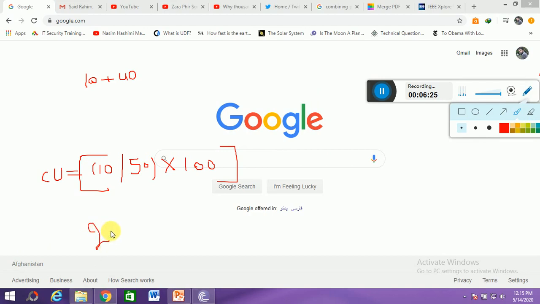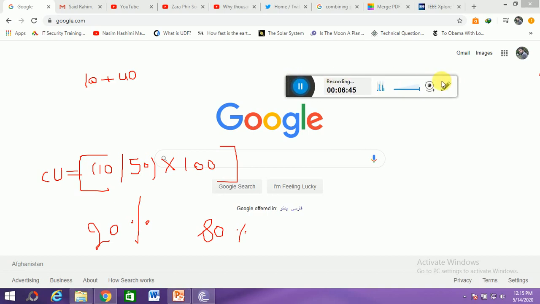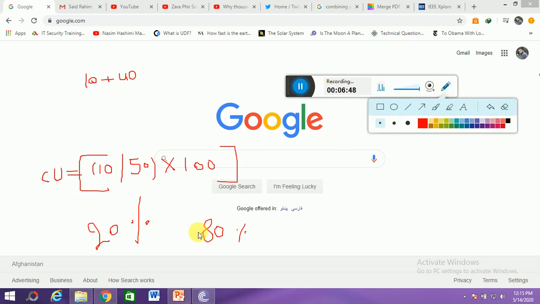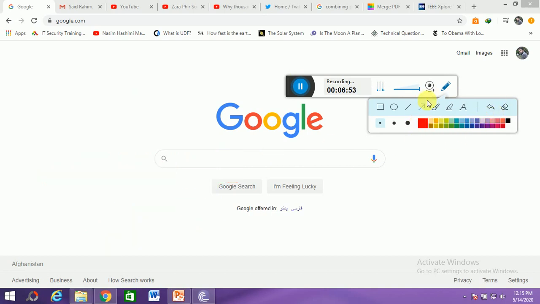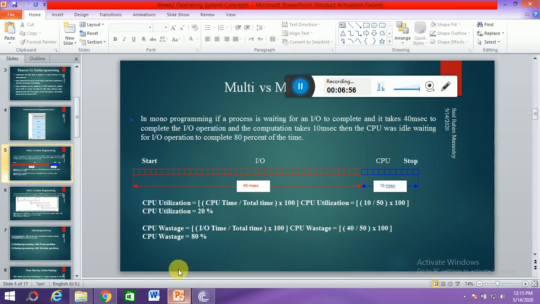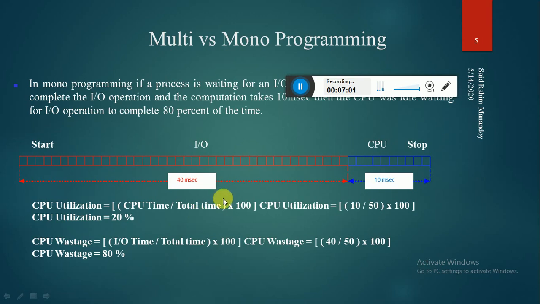How much percent? 20%. So if 20% time of a CPU is utilized, how much time is wasted? 80% time is wasted. 80% time of a CPU is wasted in a single, or you can say in a mono programming operating system. In mono programming operating system, 80% time of a CPU is wasted because there is no other program to be run, right? You see here that the same formula is run here.